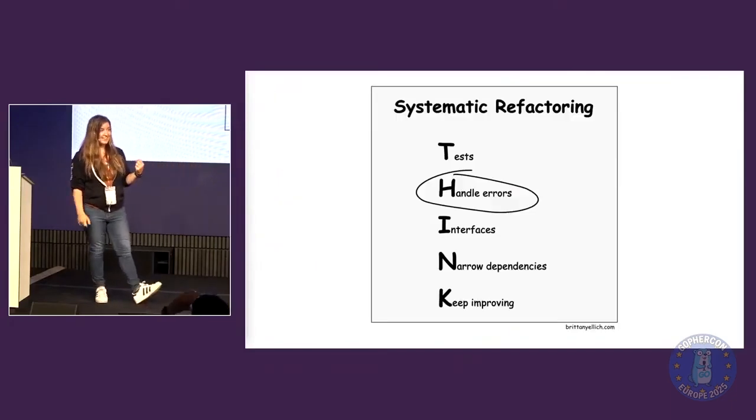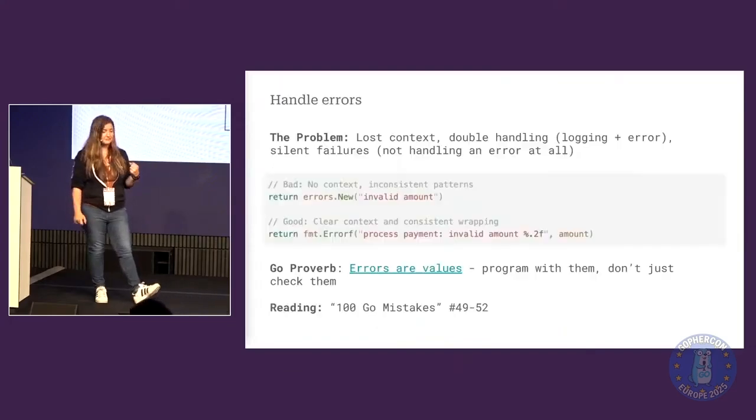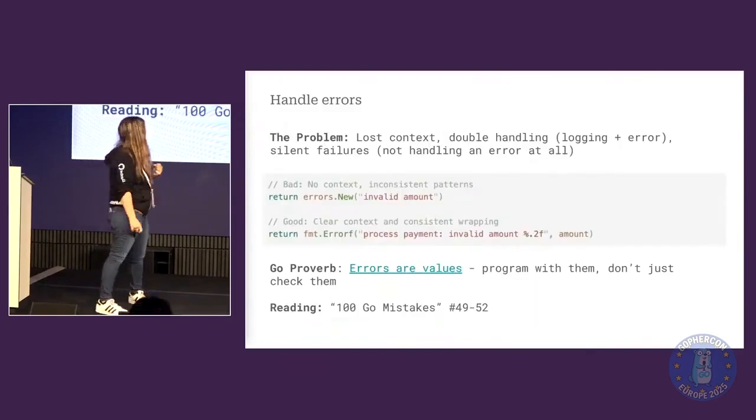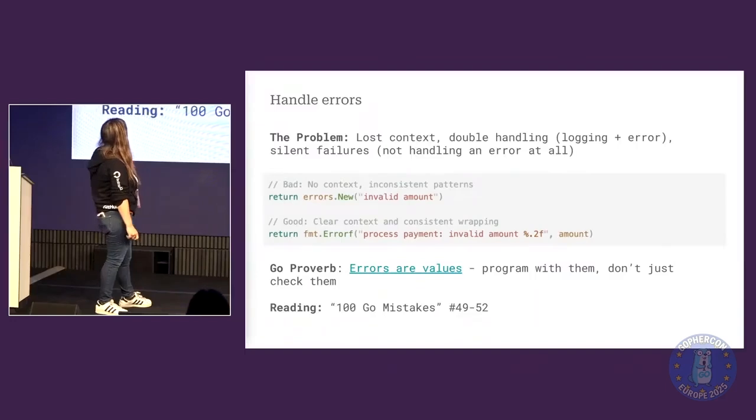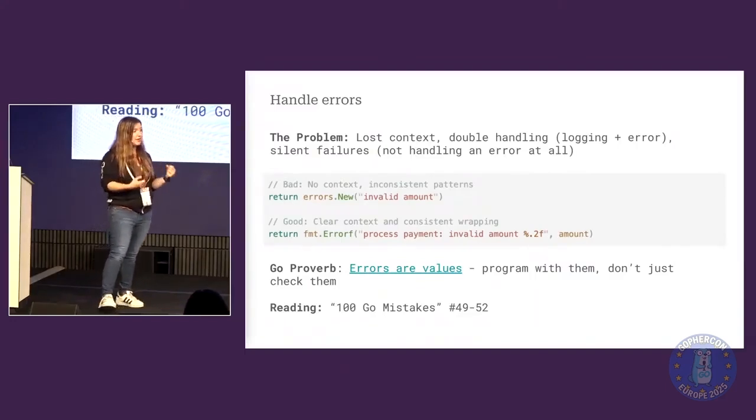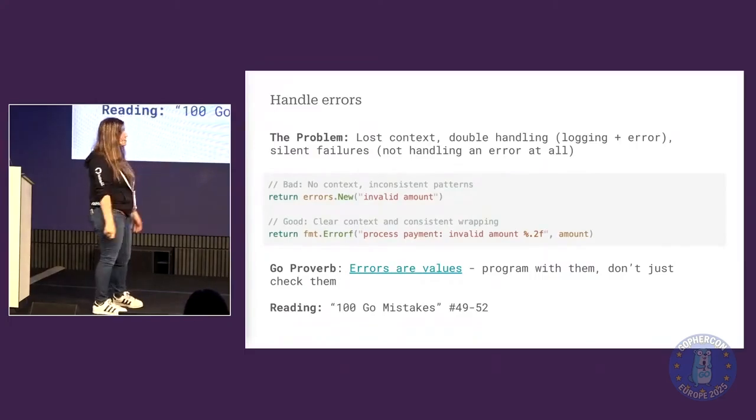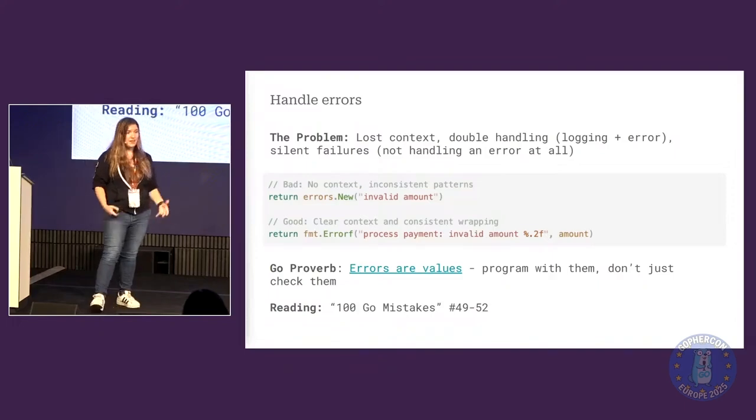Next, error handling, which I think we can all agree is very critical to your overall Go application structure. Errors often end up having problems over time: lost context, double handling if you're both logging and returning an error, silent failures if you're not handling an error appropriately at all.